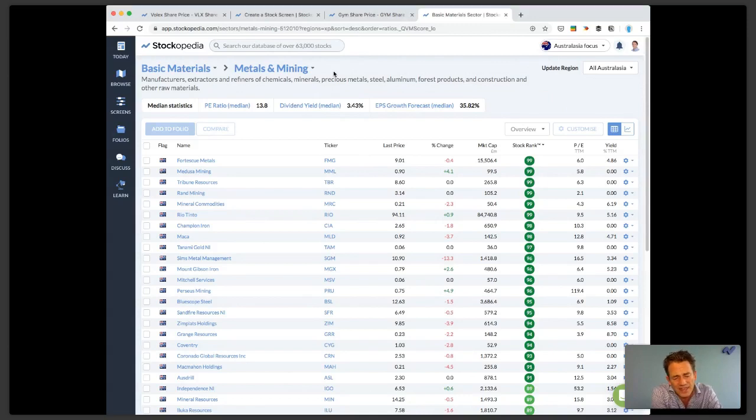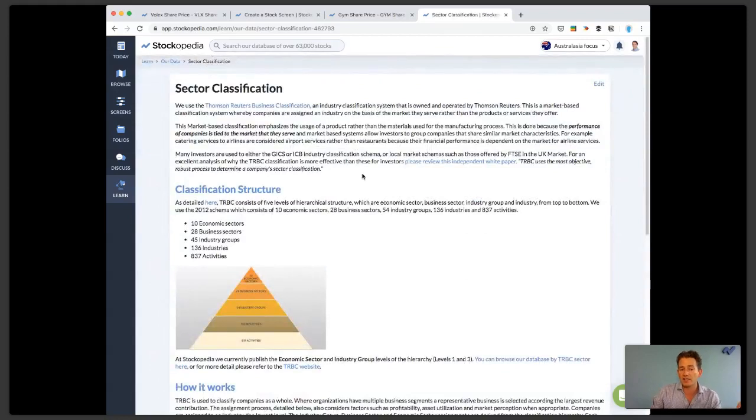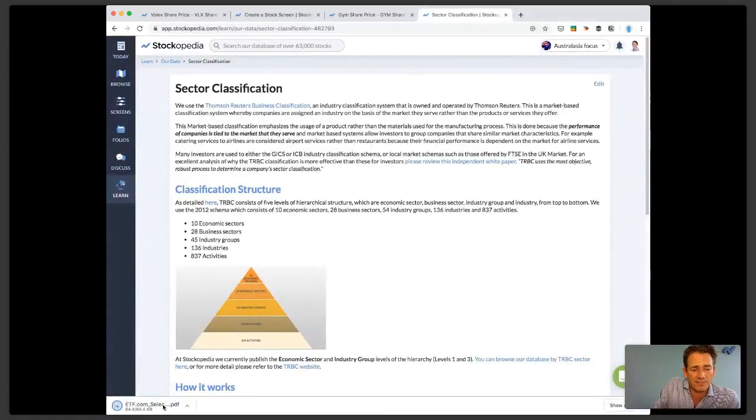Now, the thing is, the Thomson Reuters Business Classification scheme is, I find, a particularly useful one. If you go into the Learn section, you can go and, I think, in here, search for sector classification, and you get an article all about it. And in here, there's a link to an independent white paper about why this is more effective for investors than GICS, ICB, or the FTSE. There are plenty of reasons why it's better. But click on that independent white paper. I hope it's still available from that point, and you can read up about it. But that's how you go and do it.